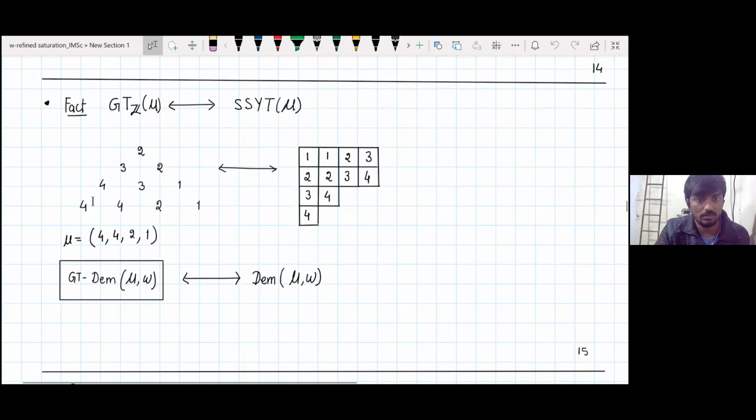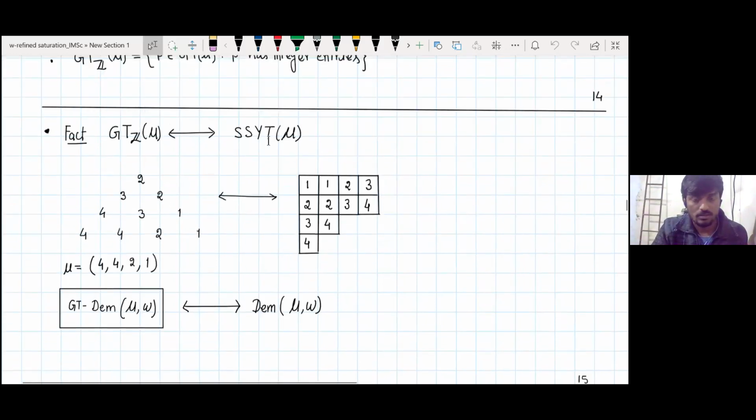You can see that if this is the GT pattern, the bottom row gives the shape of this tableau, that is 4421. For the entries, you take out 4, 3 and 1 from here, and the remaining you fill with 4, then take out 3 and 2 and fill the remaining by 3, then take out 2 and fill the remaining by 2. So there is a bijection, you can go back and forth.